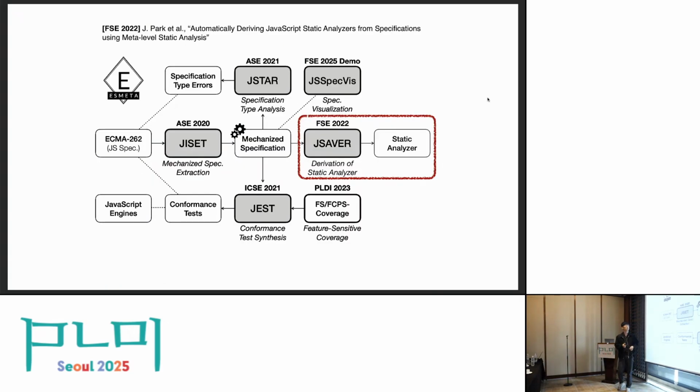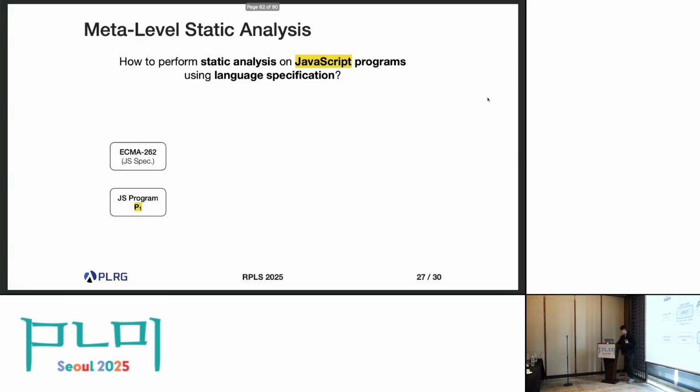And the last application is about the derivation of the implementation. We want to not only check the conformance between an already existing implementation and the specification, but also derive an implementation directly from the mechanized specification. Our first target was a static analyzer. Then how do we do it? We have the spec, and we want to analyze this program. After applying our approach, we can automatically extract the mechanized specification like this.